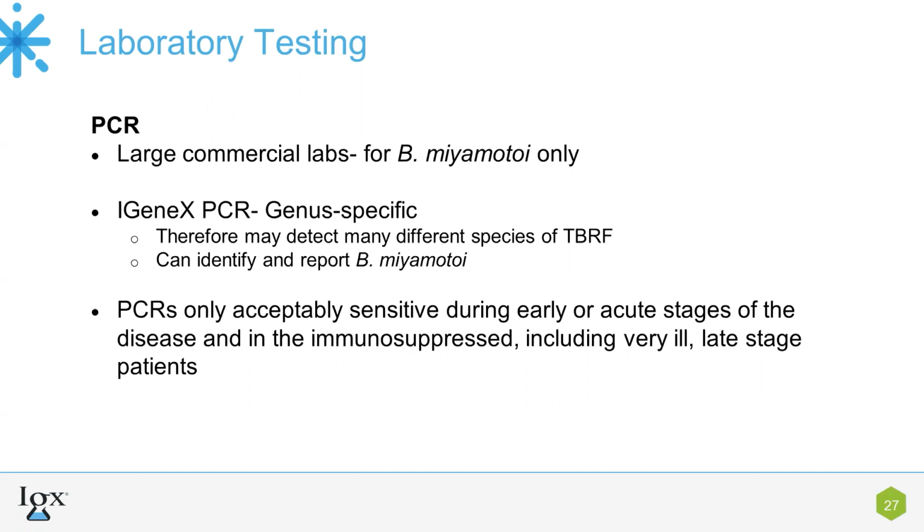Trouble about PCRs, just like in Lyme disease, the sensitivity is low. In this illness, the sensitivity is good really only during the acute stages of the disease, like when you'd see them in the blood on the smear. Also, in those who are immunosuppressed for whatever reason, and those who are very ill, late-stage patients whose immune system often is suppressed or poorly functioning. So PCR has a definite role, but it's not the most sensitive test out there.